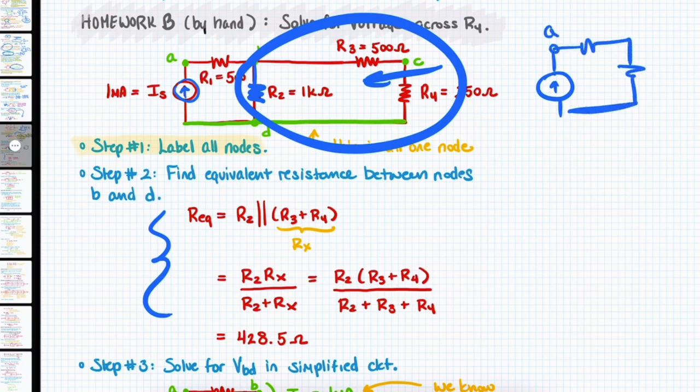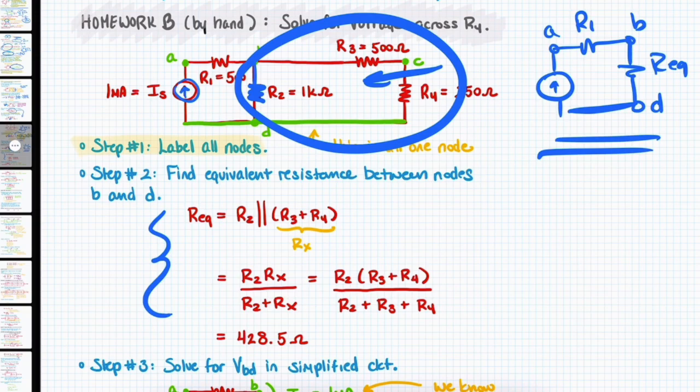We have node A, we have node B, we have node D. This is R1, and this is what we're going to call our equivalent. It helps sometimes to imagine what your circuit is going to look like after the simplification, and do that before you actually simplify. That way you kind of know what to expect.